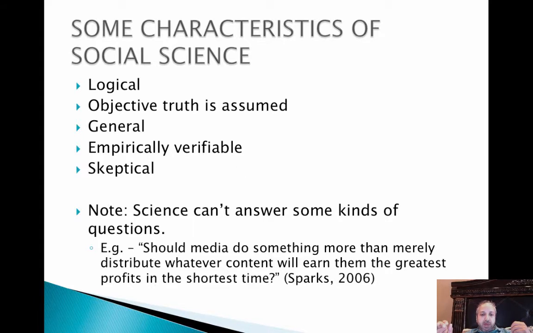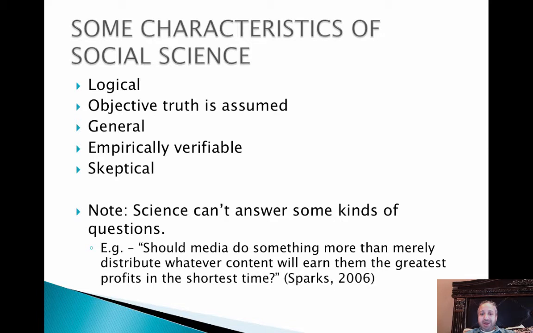What else? Science is skeptical. What do we mean by that? In the scientific method, you always want to have some doubt. You want to be skeptical. You don't want to take things at face value. And that's why scientists want to measure stuff. That's why it's related to empiricism. They might say, well, this news network is biased. Well, maybe, but I'd like to measure it. I'd like to actually empirically verify this. Okay? So these are characteristics of social science.